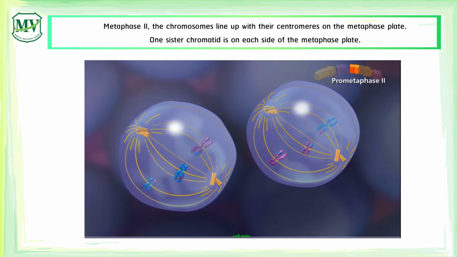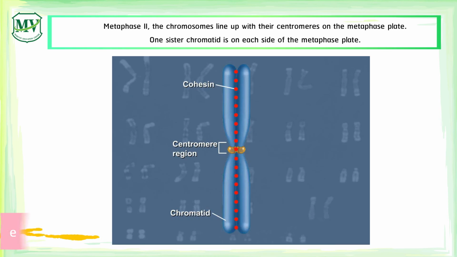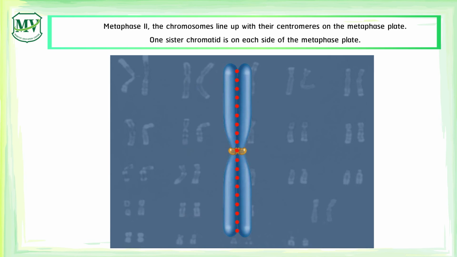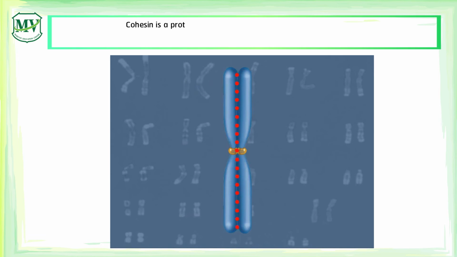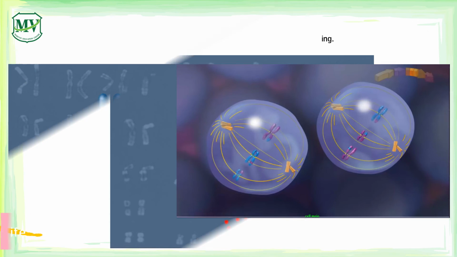Now, resembling mitosis, the chromosomes line up with their centromeres on the metaphase plate. One sister chromatid is on each side of the metaphase plate. At this stage, the centromeres are still attached by the protein cohesin. Cohesin is a protein complex that mediates sister chromatid cohesion, homologous recombination, and DNA looping.